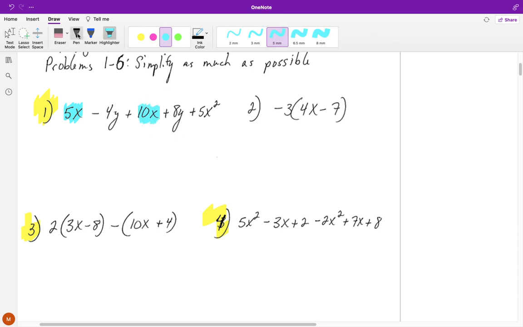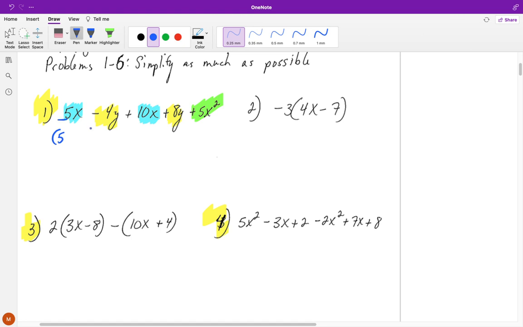Even though I see another x here, they're not like terms because that has an x squared, so it doesn't have the exact same power. So in order for it to be a like term, it needs to be identical in every way. So then I look here and say, okay, well, I have a y and I have another y here, and there's no other x squared. So that's just itself.